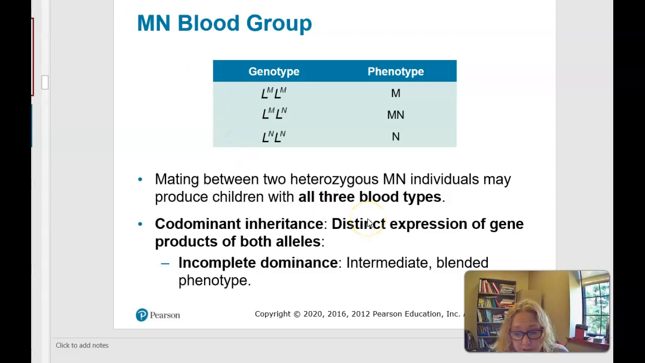Okay, we are back to the MN blood group. So again, codominant. Both of them are going to express, and that gives you this middle M and N together. Incomplete dominance is an intermediate, blended phenotype, right? Which is the very definition of codominant. Both of them are dominant.